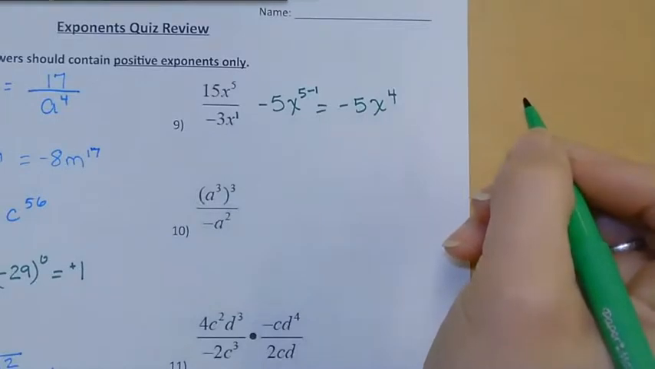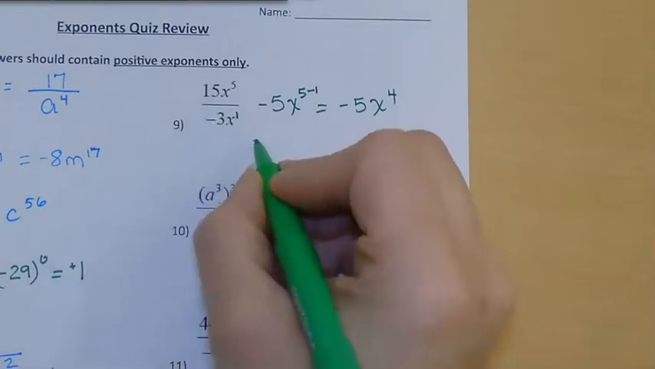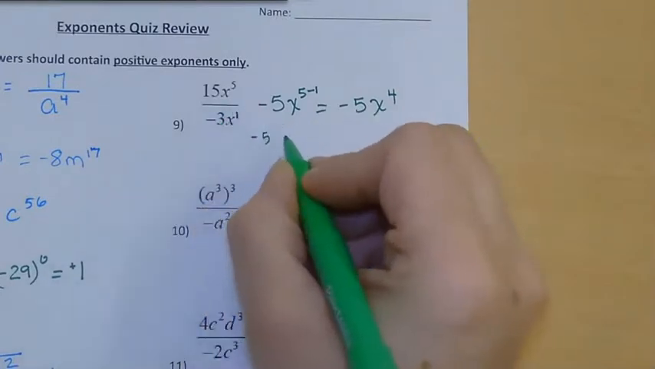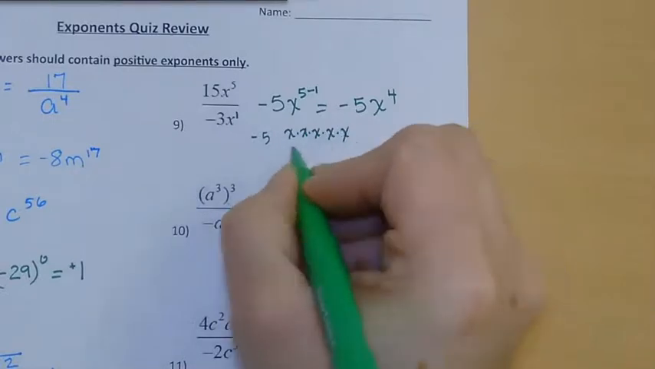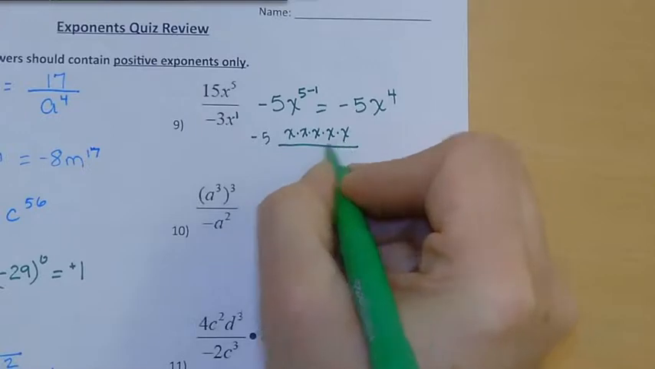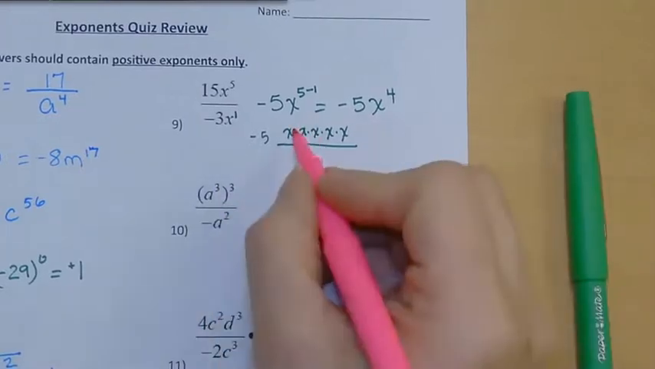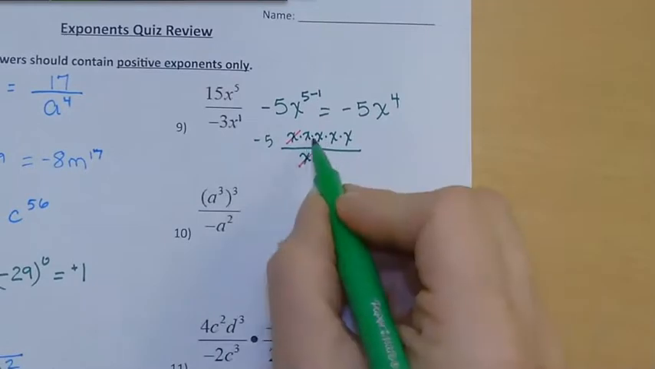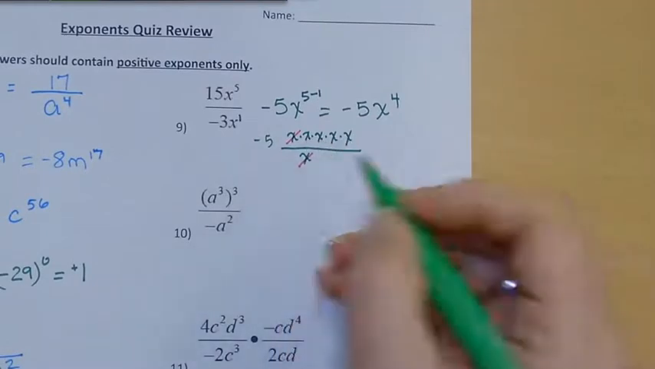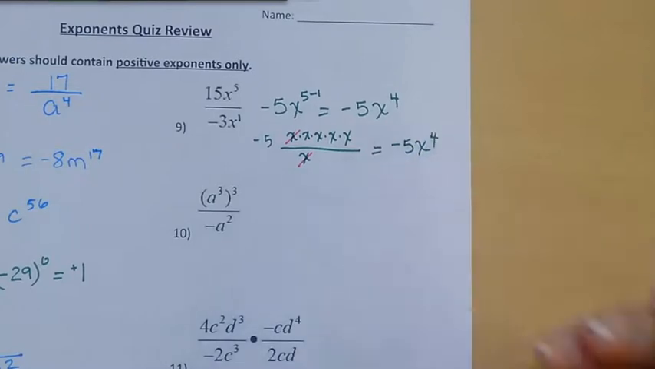If you want to solve this by expanding, 15 divided by negative 3 is still negative 5, and you can think about your x's. You would have x times x times x times x times x in your numerator. That's x to the 5th. And you would just have one single x in the denominator. So x divided by x is just 1. You've gotten rid of one x in the numerator, one x in the denominator, and you're left with 1, 2, 3, 4 x's in the top. So that equals negative 5 times x to the 4th power, as we found before.